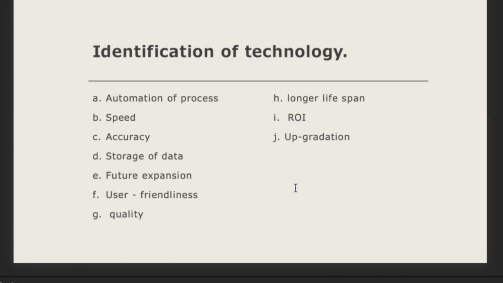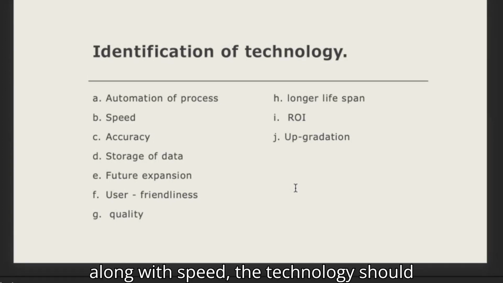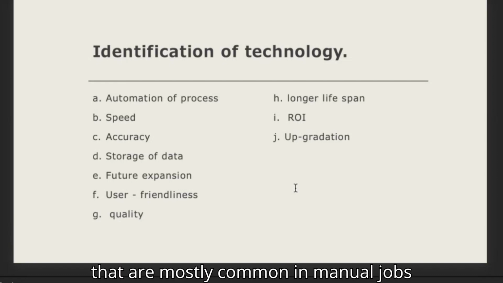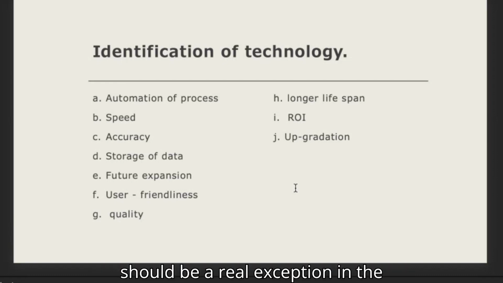Now the accuracy. Along with speed, the technology should also bring in a very high level of accuracy in the process of the work, post-automation. Then the defective jobs, the rejections due to quality issues that are mostly common in manual jobs, should be a rare exception in the operations of the technology-driven enterprise, because we use that technology which gives accuracy and speed.